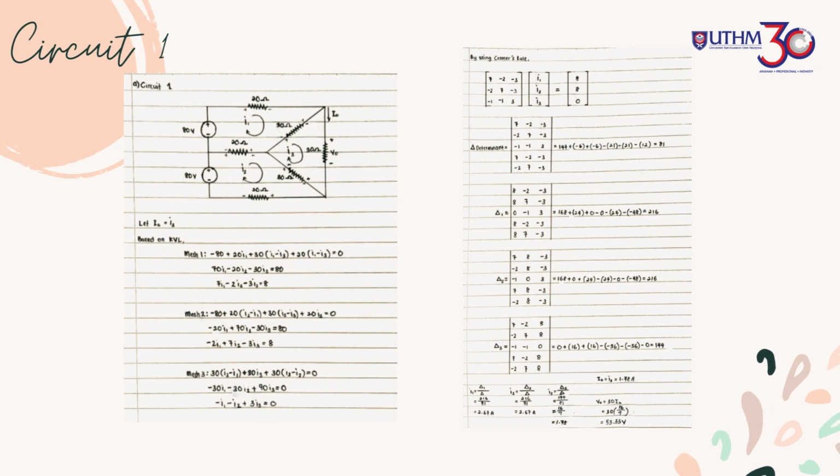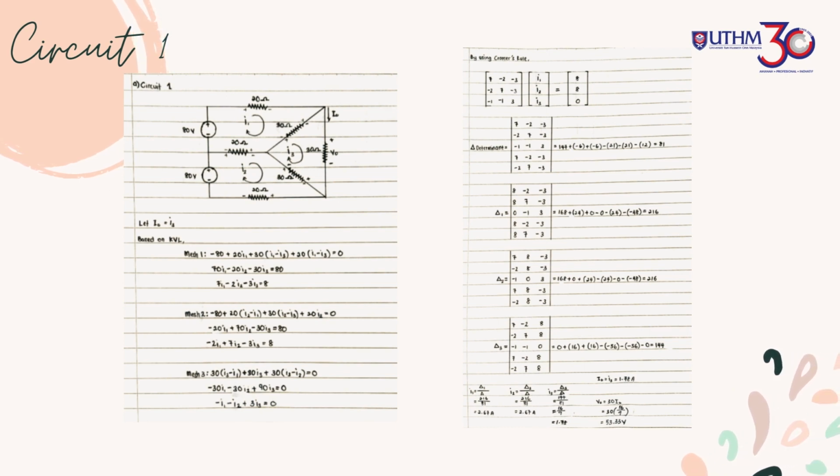Next, we will solve the simultaneous equations that we get by using Cramer's rule. From Cramer's rule, the value of the determinant that we get is 81. Delta 1 we will get 216. Delta 2 will get 216 also, and for delta 3 we will get the value of 144.